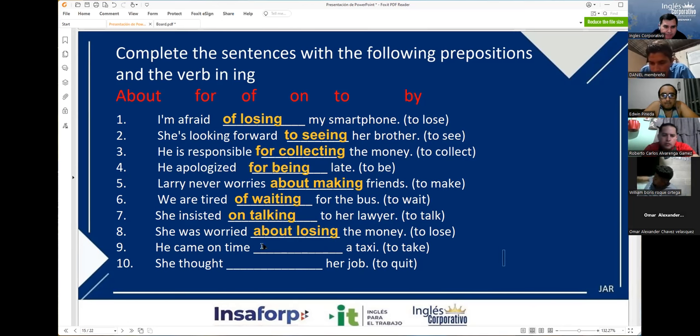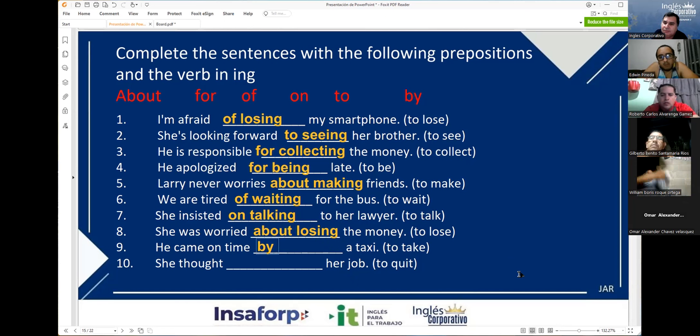He came on time. By taking. He came on time by taking a taxi. She thought about what? Quitting. She thought about quitting her job. Teacher, what is quitting? Renunciar. Renunciar a su trabajo. She thought about quitting her job.